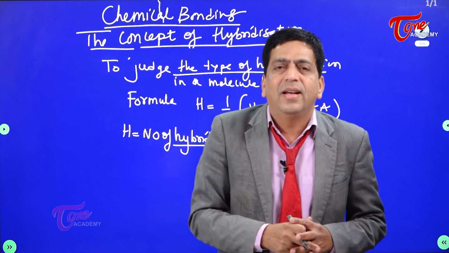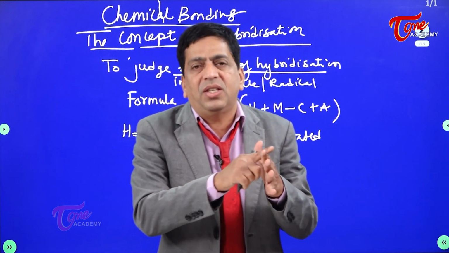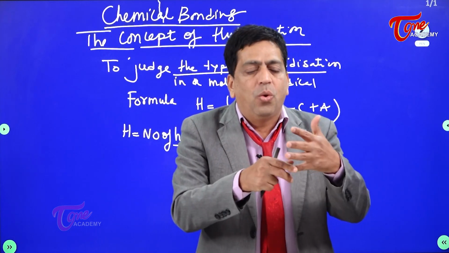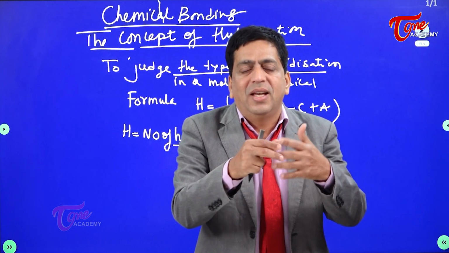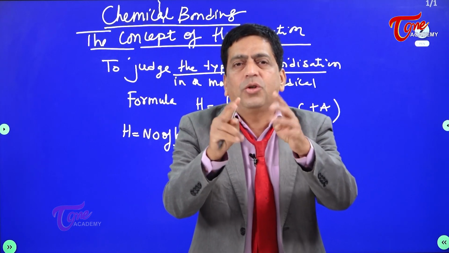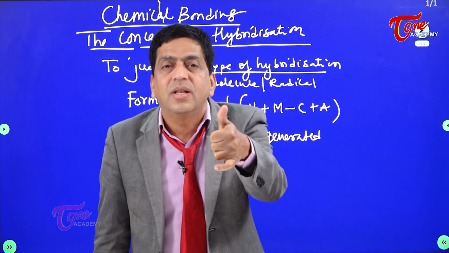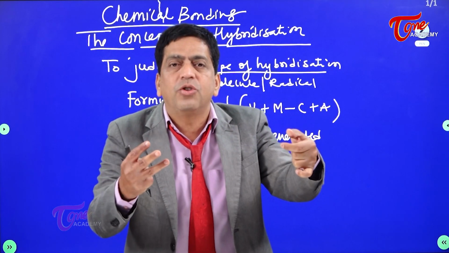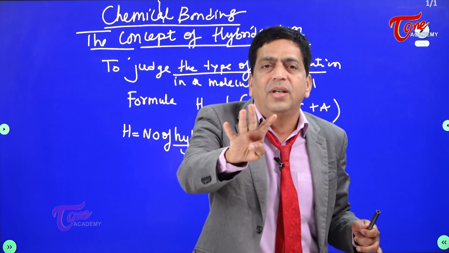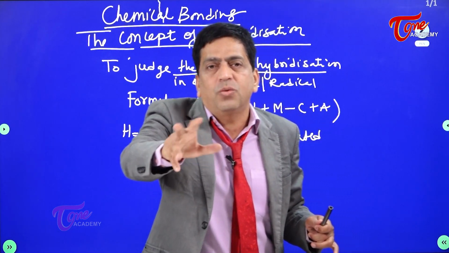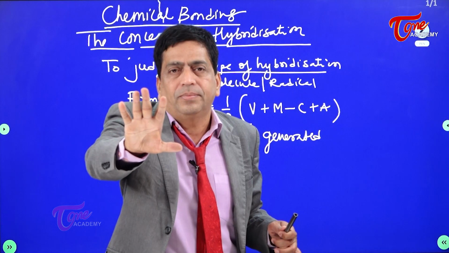As I said, if 1s and 3p's have intermixed, it will be a total of 4 sp3s. 4 sp3 what? Hybrid orbitals. So if you have 1 Cadbury and 3 Neutrons, you will get a total of 4 chocolates, which will have the taste of Cadbury as well as what? Neutrons. You must understand that.